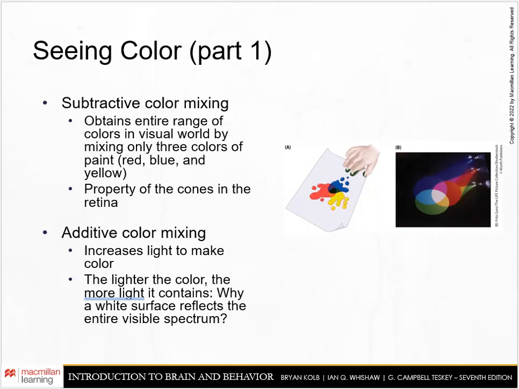So why would a white surface reflect the entire visible spectrum? Well, that's because when all visible wavelengths are reflected, we end up seeing white. Scientists suspect that color vision also gave great apes a competitive evolutionary advantage in making some of these distinctions possibly.